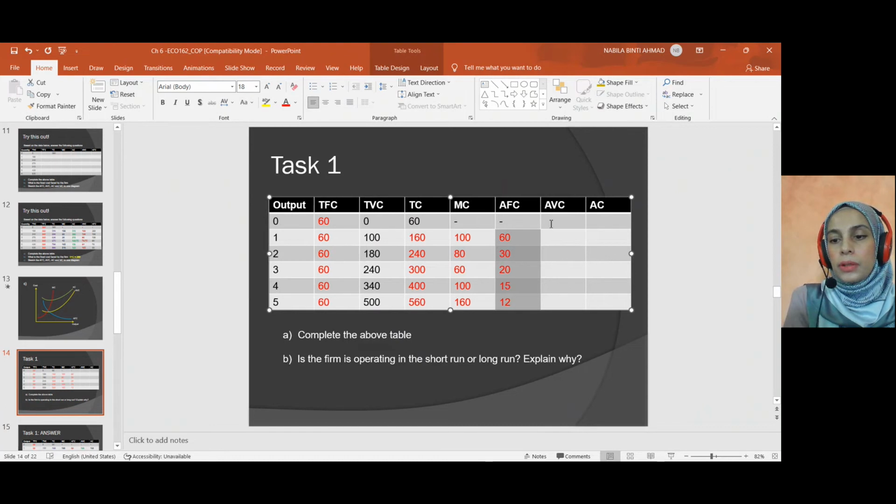And then average variable cost. Okay, 100. 90. 240 bahagi 3. 80. 340 bahagi 4. 85. 500 bahagi 5. 100.